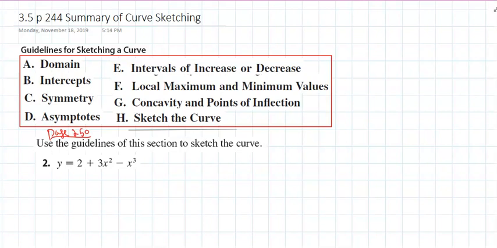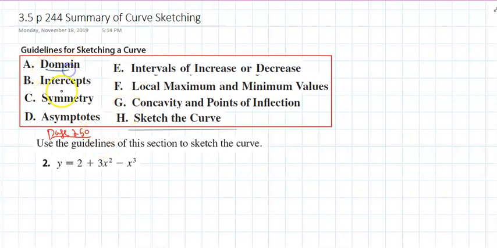3.5 is on page 244. It talks about the summary of curve sketching. This section is referred to in your next two semesters, 5B and 5C, 3 or 4 times. They teach you a new trick and they say, along with section 3.5, sketch the graph now. It says you need 8 things to really sketch a graph.